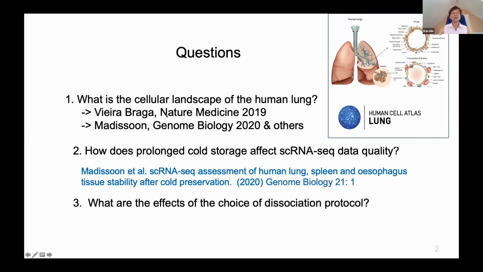I've already been involved in a couple of studies that are actually published now. There was a paper, Vera Braga et al. in Nature Medicine that came out in 2019. And earlier this year, we published the tissue stability study with Ilo Madisoon being the first author. Whilst the questions are biological, what I will be doing today is first ask how prolonged cold storage will affect single-cell RNA-seq data quality, and then secondly, what are the effects of the choice of enzymes in dissociation protocols.